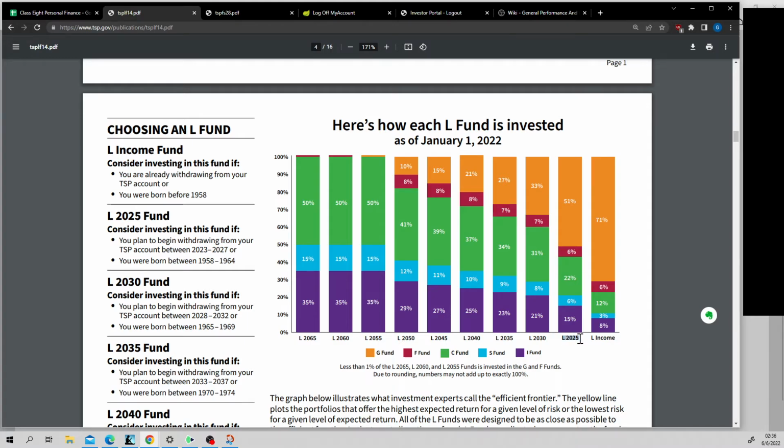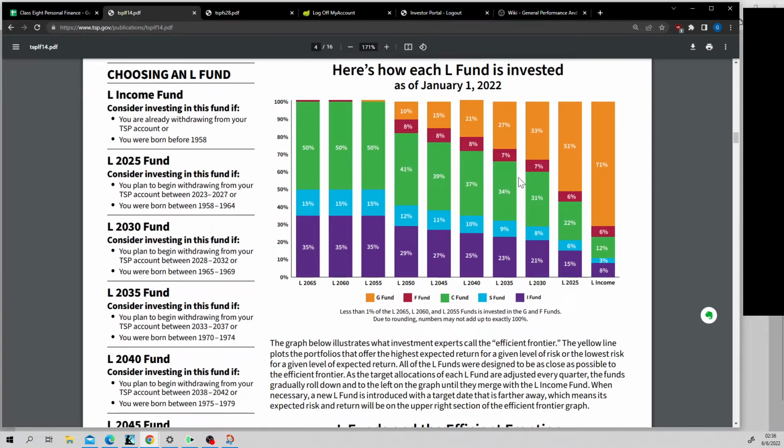When the year of that L fund comes, like in 2025, L 2025 will cease to exist, and those folks will get merged into L income, and it's just going to stay like that. They are adjusting these percentages over time, like over the next 10 years. I was just reading something about that. But that's very aggressively an income portfolio, and you could just live with that in your retirement. And that's really, really good.